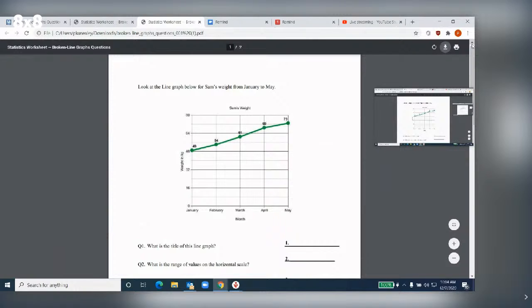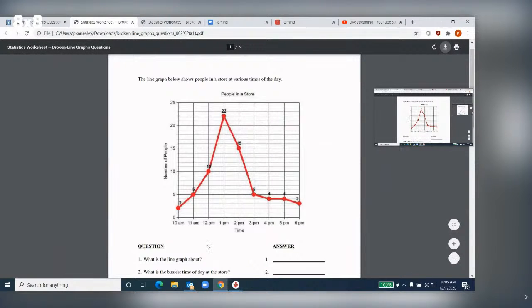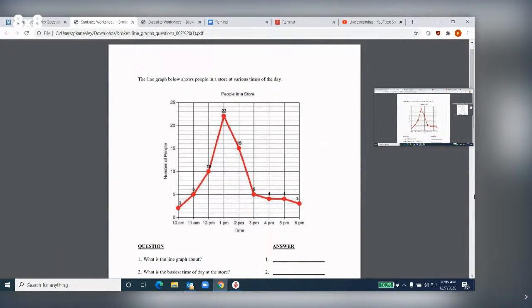And once again, the vertical on this one goes up and down, and that's weight from, if you look down here, 0 kilograms up to 80. And the months are going to be January to May. If we go back to the other one, horizontal, the times the store open, it'd be from 10 a.m. to 6 p.m. And then we have number of people in the store. It's from 0 people up to 25. Okay. So those are the first things you want to do. Just familiarize yourself with the title, what's on the horizontal side to side, and then what's on the vertical.